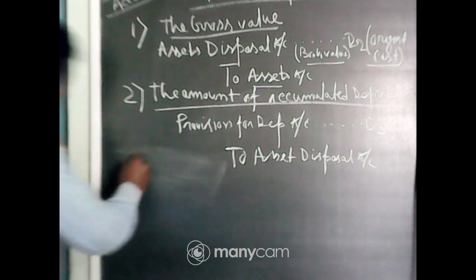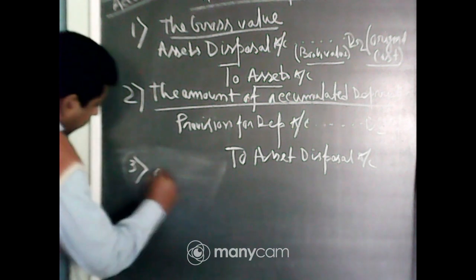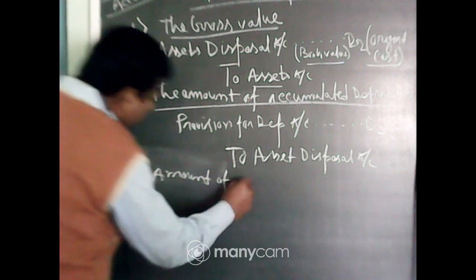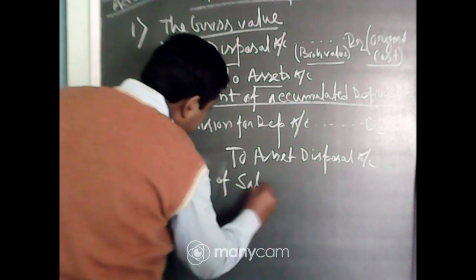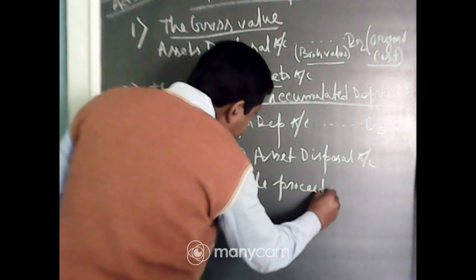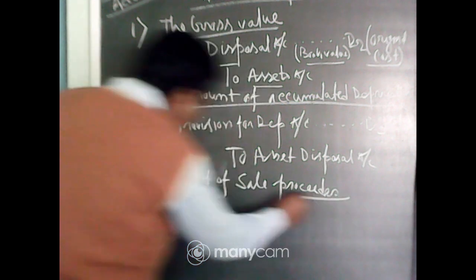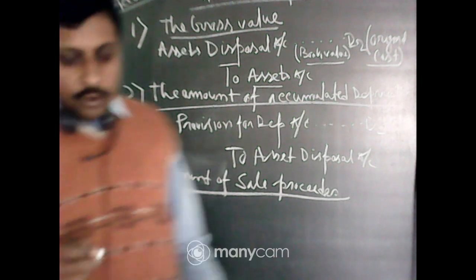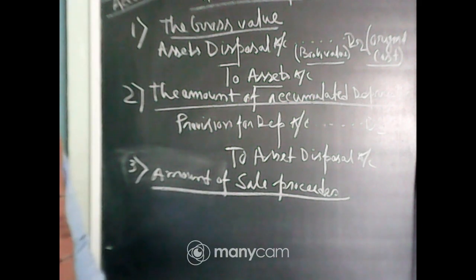That is number 3, amount of sale proceeds. That is the normal case. If we are maintaining the machinery account only, then what is actually done is cash and bank account debit to machinery.